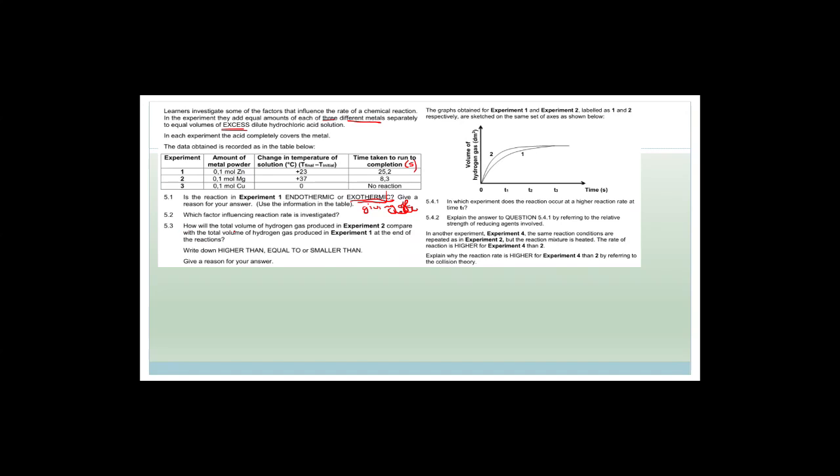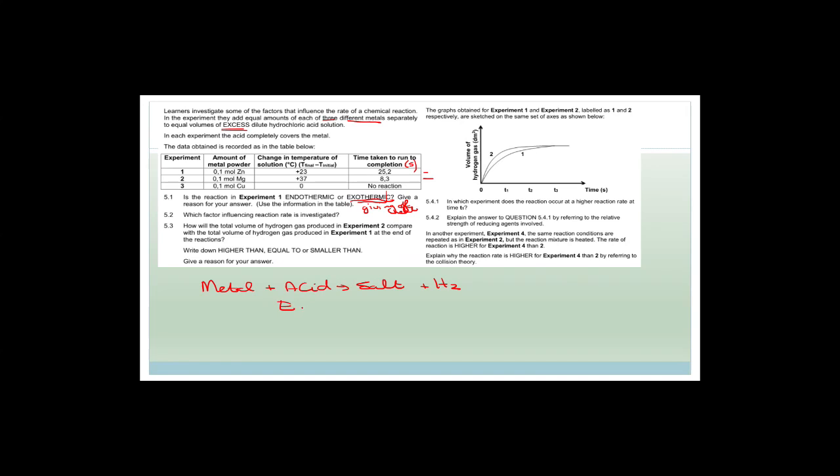Then it says, how will the total volume of hydrogen gas produced in experiment two compare with the total volume of hydrogen gas produced in experiment one at the end of the reactions? Write down higher than, equal to, or smaller than. This is a pretty cool question, because you've got 0.1 moles of zinc and 0.1 moles of magnesium, and you're reacting them with the hydrochloric acid. If you have a metal and an acid, you're going to end up with a salt plus hydrogen.